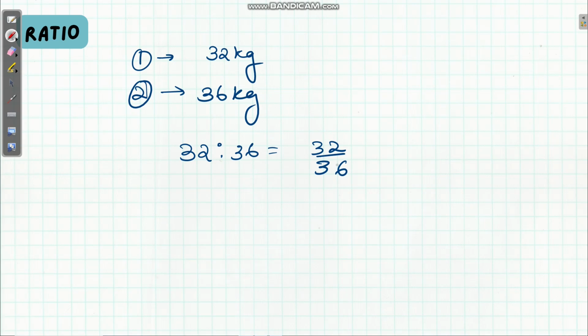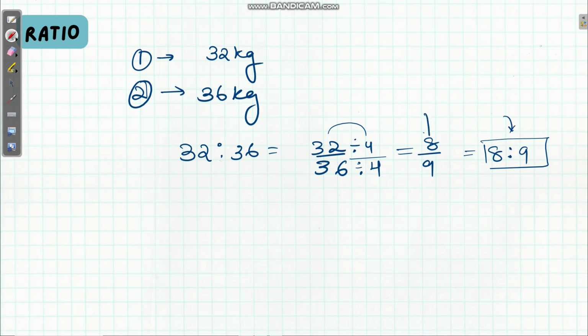Yes, let's take the HCF of 32 and 36. The HCF is the number which is common to both and is the highest. So 4, let's divide by 4. Let's divide both the numerator and the denominator. When you divide, you will get 8 upon 9, and the ratio will be 8 is to 9. So this is known as a ratio. See, 8 is to 9 is your ratio. This is not a ratio, it's a fraction.